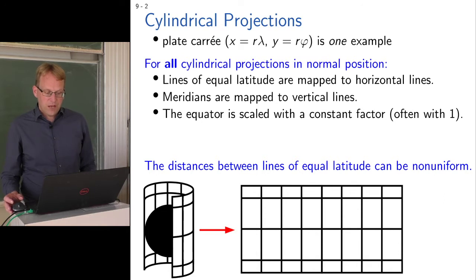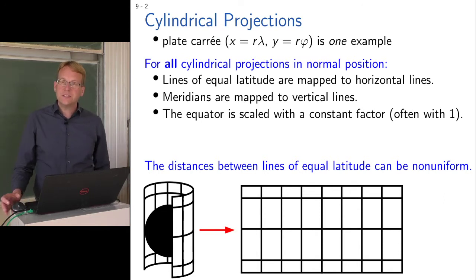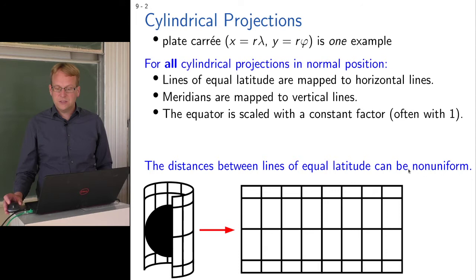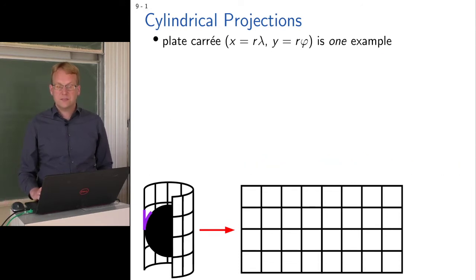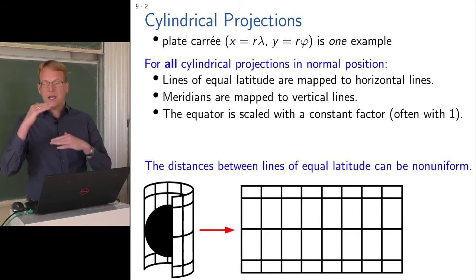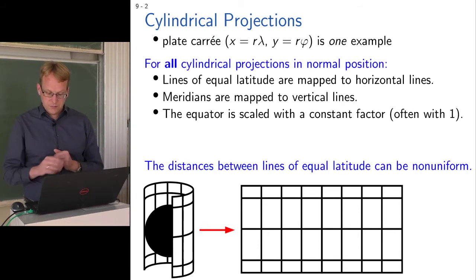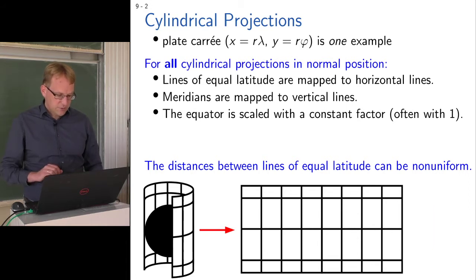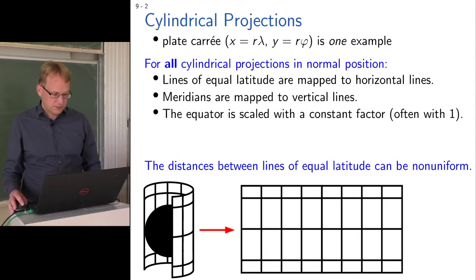However, what is different among the different cylindrical projections is that the distances between the lines of equal latitude are not necessarily uniform, as in this example with the plate carrée projection. There we have these uniform distances. But in general, for cylindrical projections, we can have these non-uniform distances. That can look like this, for example. And before I come to the mathematical equation for that, I would like to present you some examples.